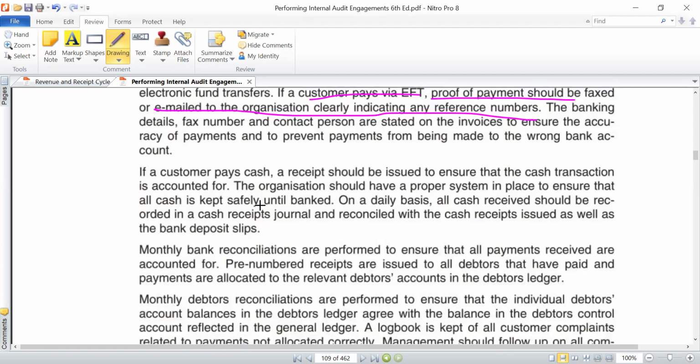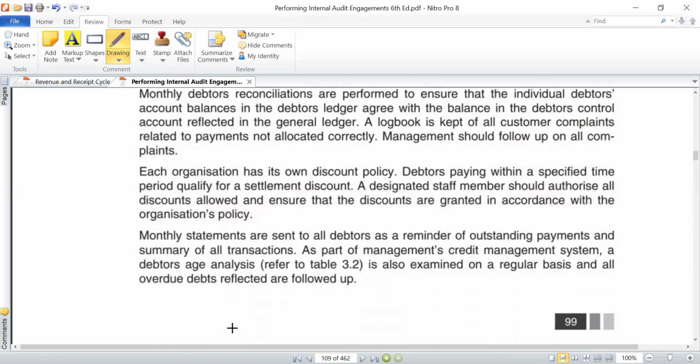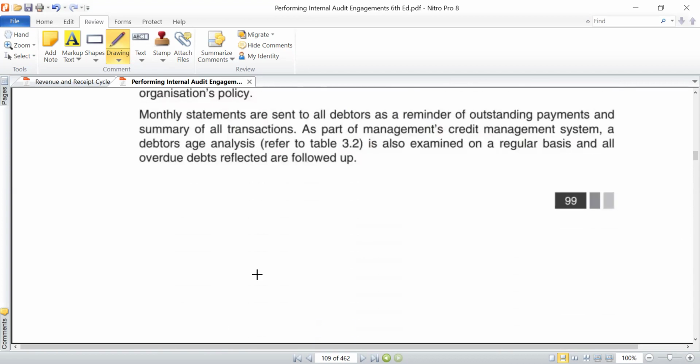I think that's pretty much it, guys. Then obviously, the monthly bank reconciliations should be done. So we call that debtors reconciliation. I think that's pretty much about it. But obviously, all of these things have to happen on a month-to-month basis.